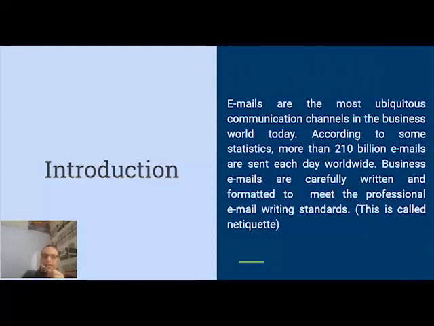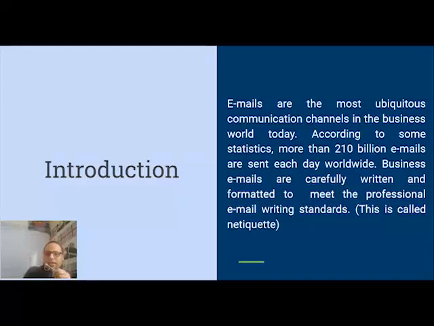Now, as I said, emails are the most ubiquitous communication channels in the business world today. According to some statistics, there are like 210 billion emails sent each day worldwide. If you make a quick search in Google, you will find probably that as of today, the number may be higher.